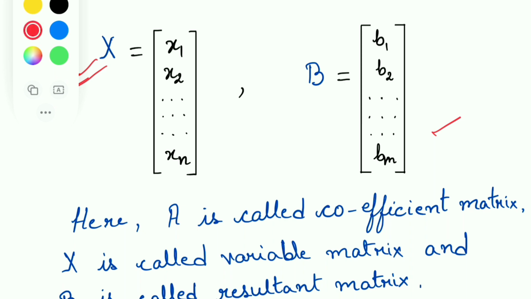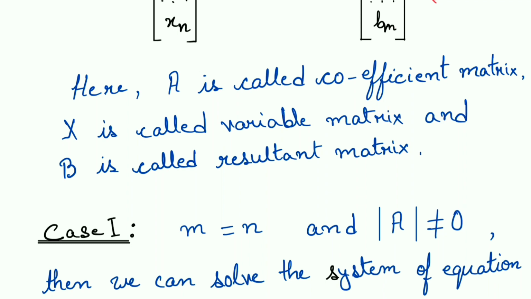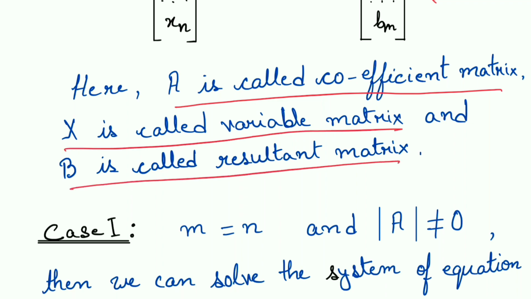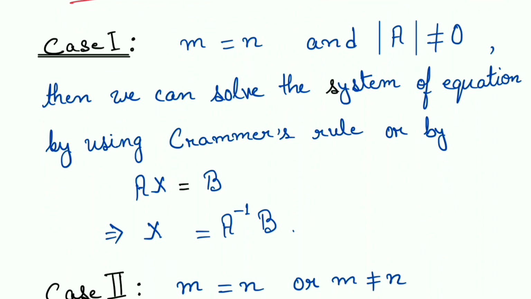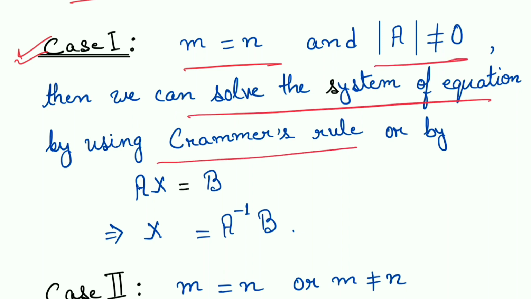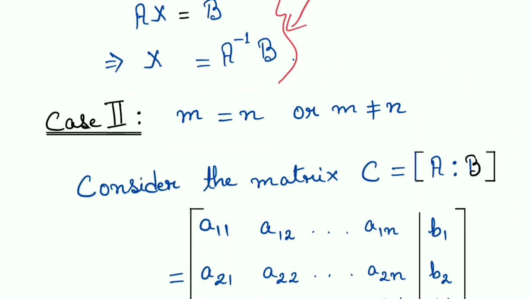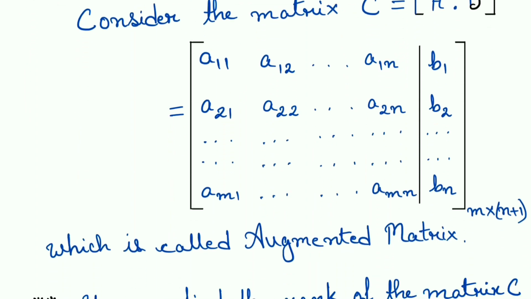Here, non-zero constants. A is called the coefficient matrix because we are considering the coefficients of the variables, X is called the variable matrix, that is x1, x2 up to xn, and B is called the resultant matrix. So we are going to study two cases. Case 1: m equals n and determinant of A not equal to 0. Then we can solve the system of equations by using Cramer's rule or by X equals A inverse B, which we are not going to discuss in this video. Here we are going to discuss case 2, that is m not equal to n. m is the number of rows, n is the number of columns.